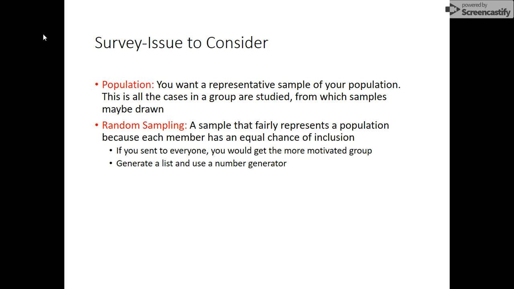You also have to consider your population. You want a representative sample of your population. This is all cases in the group are studied from which samples can be drawn. Oftentimes you want to use random sampling, a sample that fairly represents the population because each member has an equal chance of inclusion. If you sent it to everyone, you would get the motivated group. So you have to be very careful with how you randomly sample your population.